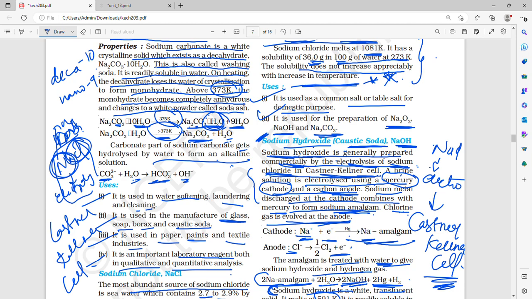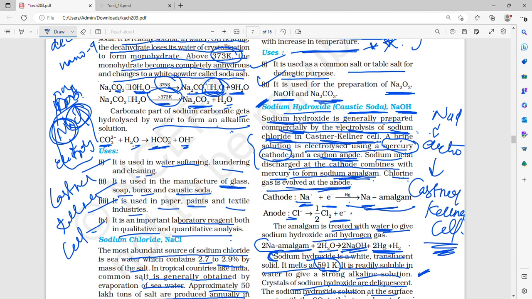What are the uses? Oh, by the way, sodium hydrogen carbonate is in fact used as baking soda, baking powder. I confused it with some other compound. Uses of sodium chloride: it is used as common salt or table salt for domestic purposes, and in the preparation of sodium peroxide Na2O2, caustic soda, sodium hydroxide NaOH, and sodium carbonate Na2CO3.